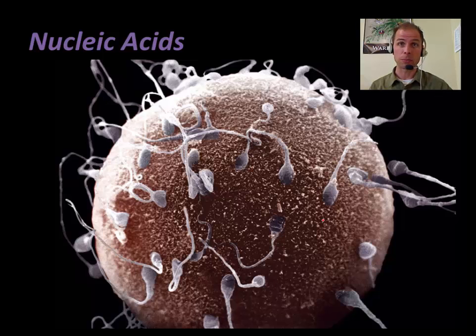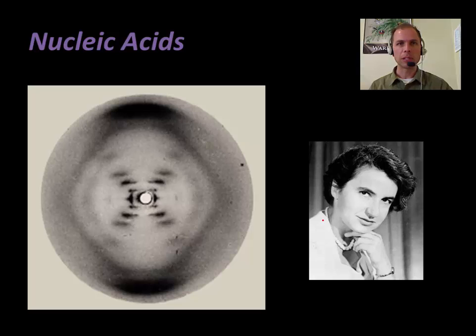In fact, a lot of smart money was on proteins being the genetic material that was responsible for carrying information that would be passed on from parent to offspring. But when it was determined, in fact, that DNA was the genetic material, then the race was to figure out what did it look like. And as we look at nucleic acids today, that's going to be a major focus for us. How does the structure of DNA relate to its function or its job?